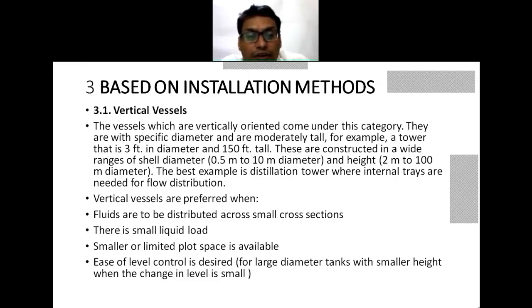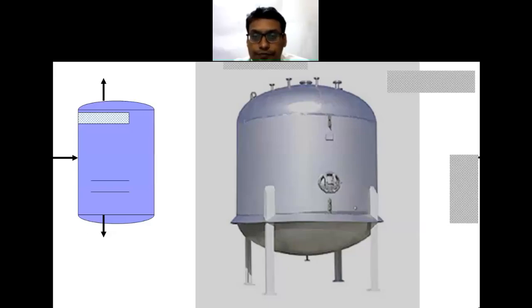There is a small liquid load, and smaller or limited plot space is available, that is the area limitations. The cost of the land is also important. Then ease of level control is desired. For large diameter tanks with a smaller height, when the change in the level is small, it is very difficult to manipulate those levels. If it's a tall vessel, then you can properly note the changes in the level. So these are your different vertical vessels.